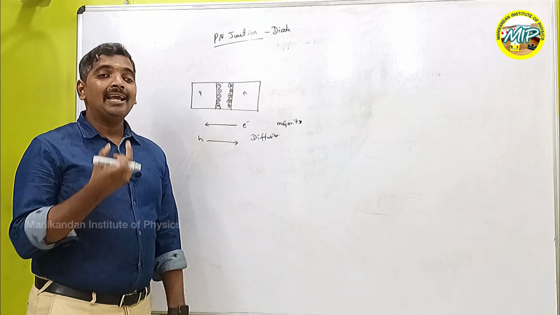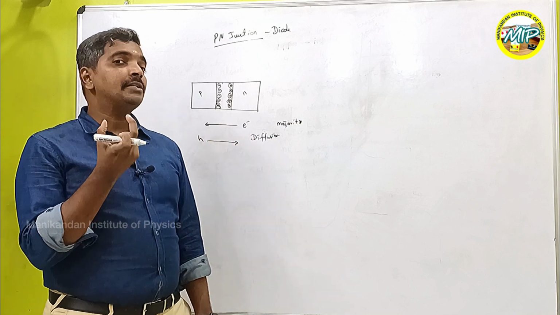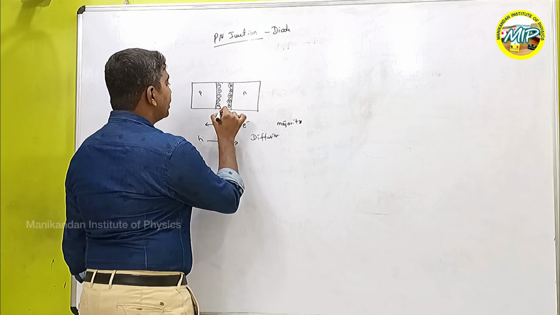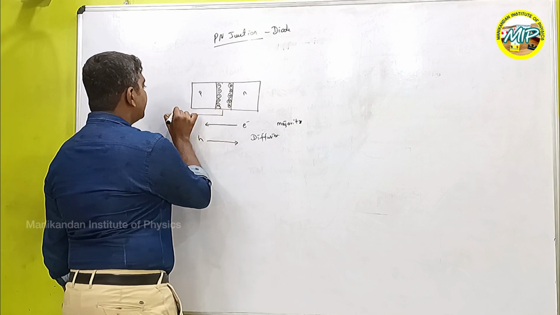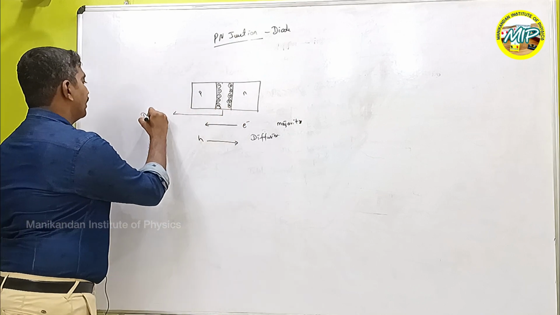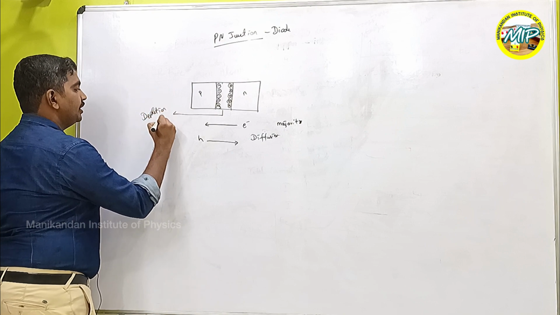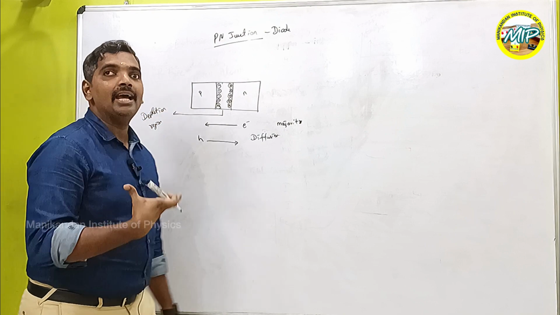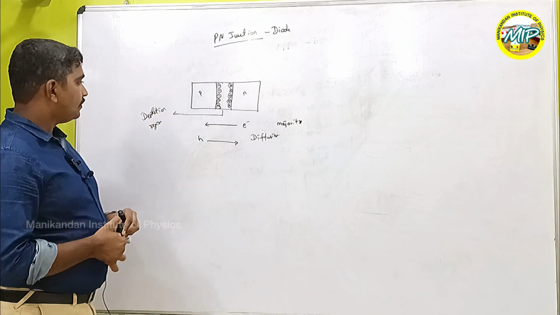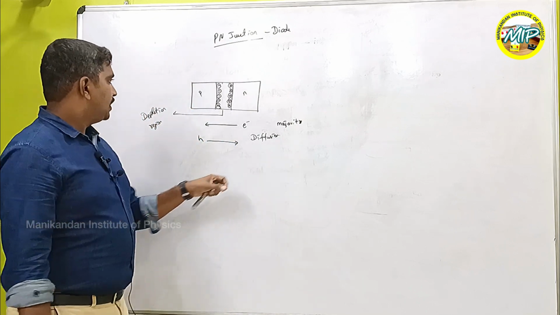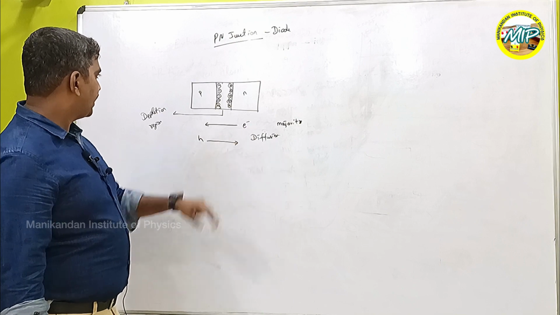Because of this positive charge and this negative charge left by these holes and electrons, a layer is formed. This layer is called the depletion layer or depletion region. This is because of the majority carriers' motion.